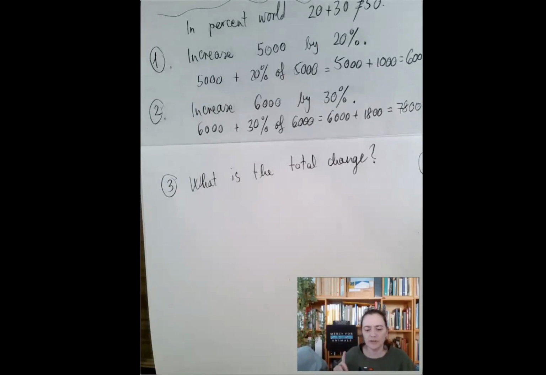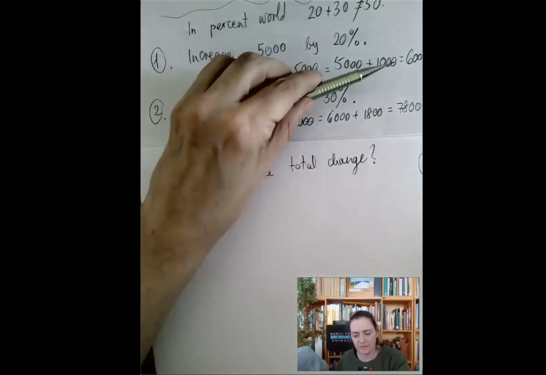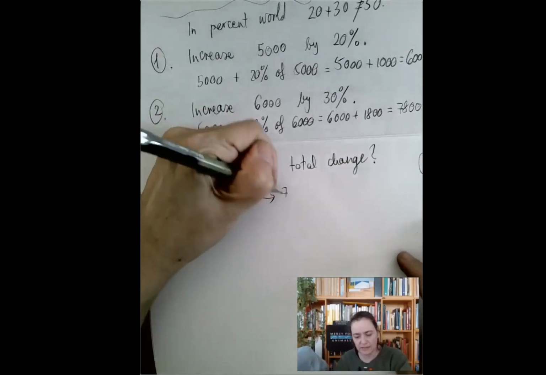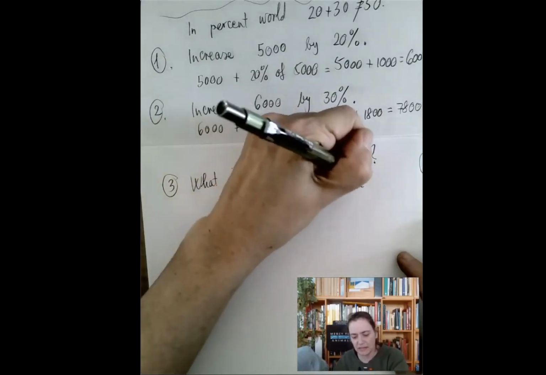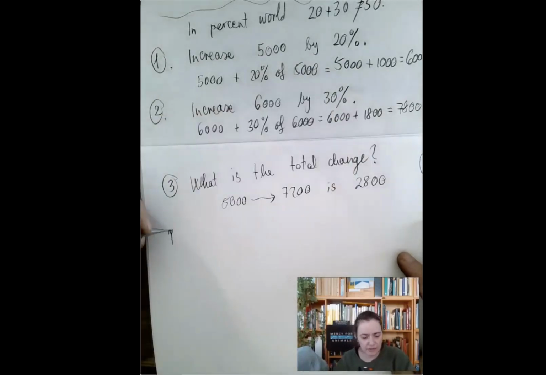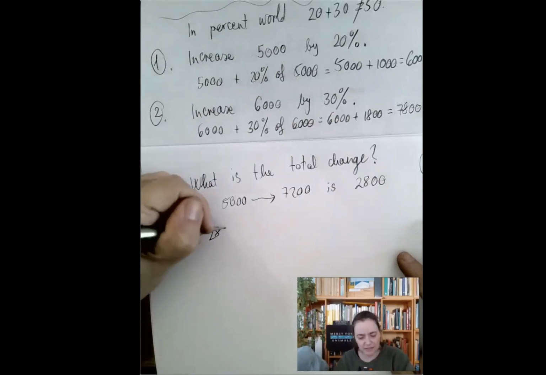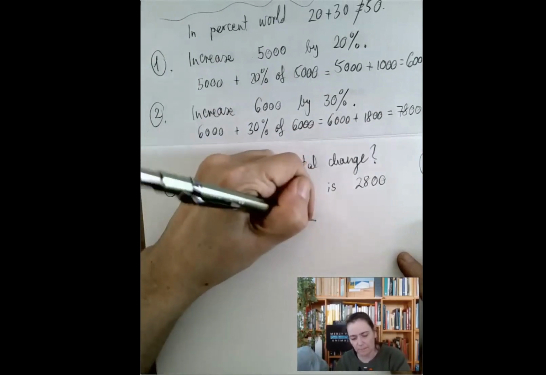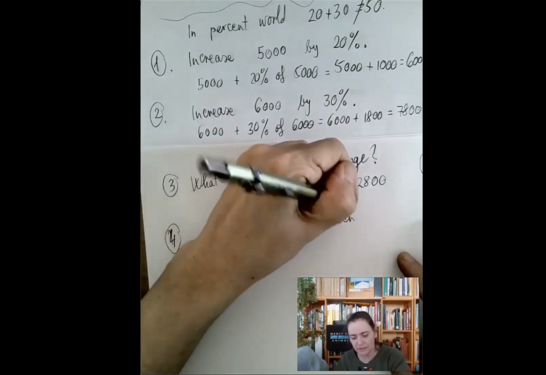No, from the first number. So we're going to analyze. What we're going to do is we're going to look at two consecutive changes, and we're going to express it as a single change. So we started from 5,000, then we went to 6,000, then to 7,800. So 5,000 to 7,800 is 2,800. And now here is the question. 2,800, the change, is what percent of the initial number, 5,000?